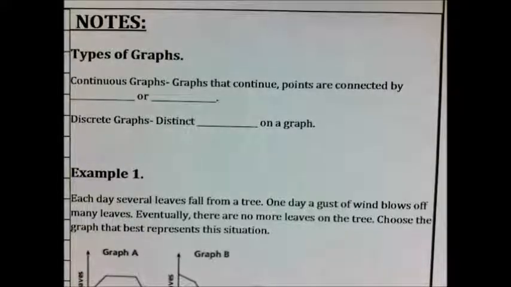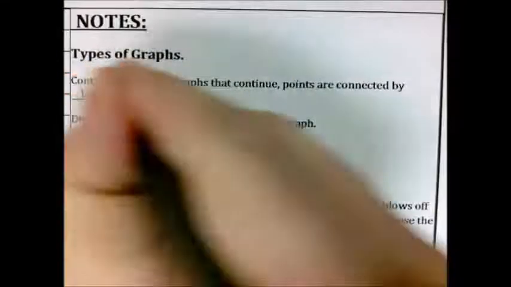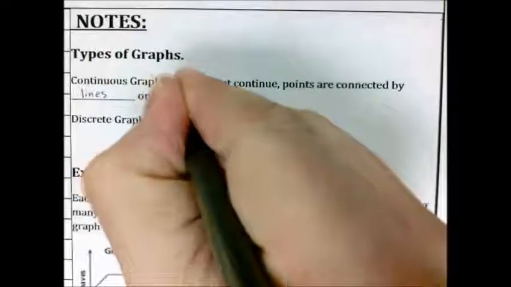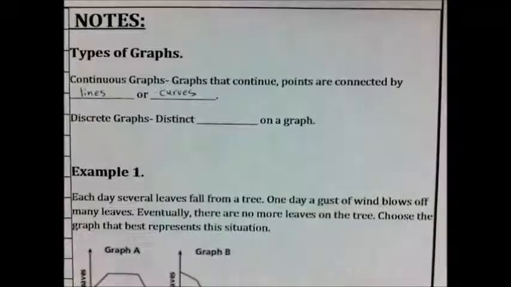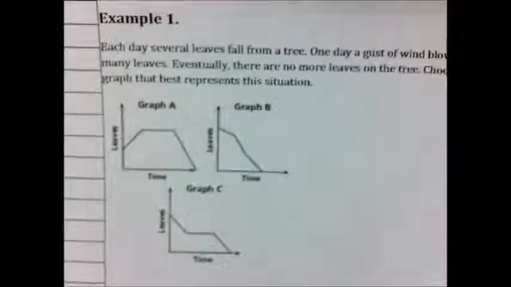There's continuous graphs, and those are graphs that continue, obviously, and they are points that are connected by lines or curves. What that looks like is kind of like in example 1 up here. You can see how these graphs, they all continue. They keep on going. So those are continuous graphs.